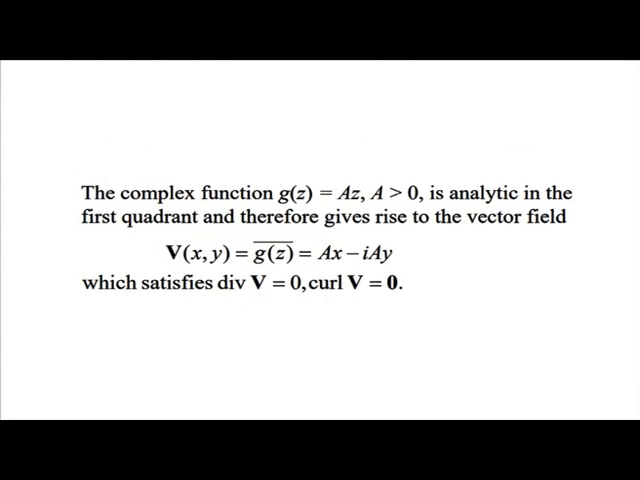The complex function g(z) equals az, where a is greater than 0, is analytic in the first quadrant and therefore gives rise to the vector field V(x,y) equal to the conjugate of g(z), that is ax minus iay, which satisfies divergence of V equal to 0 and curl of V equal to 0.